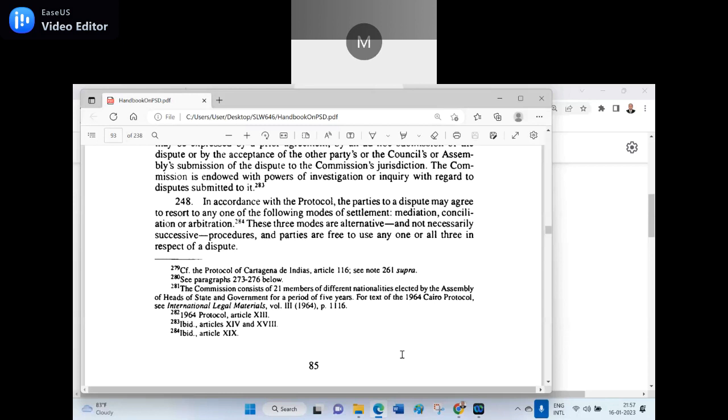That means when the parties to the African Union agree together to resolve their dispute by amicable solution, by mediation, by conciliation, by arbitration, by good offices, nobody will come and interfere. Let them resolve their dispute in whatever manner they want. These three modes are alternative and not necessarily successive procedures, and parties are free to use any one or all three in the respective disputes.